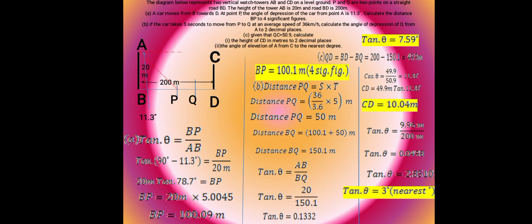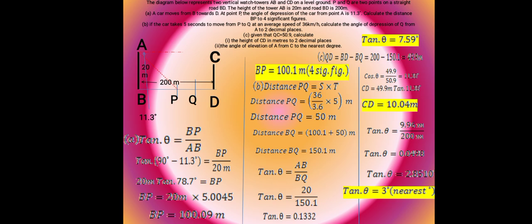Now we have been given the diagram. You can see tower A, tower C. One thing we must notice is that the angle of elevation and the angle of depression are always the same. Now, if we have the angle of depression to be 11.3, the angle of elevation should also be 11.3.